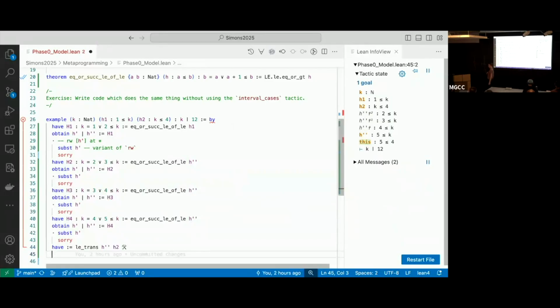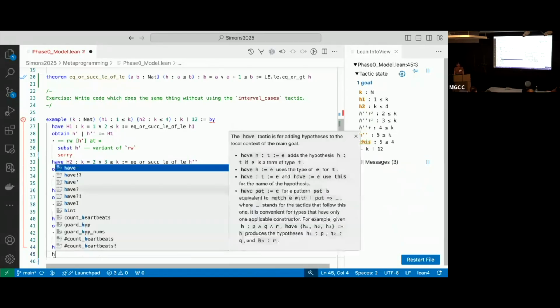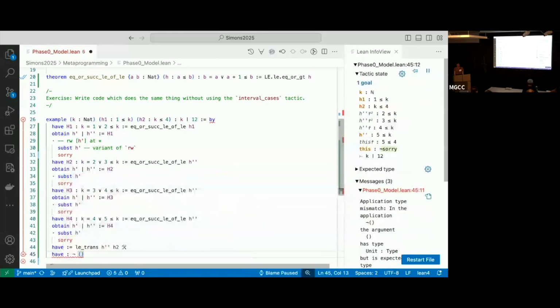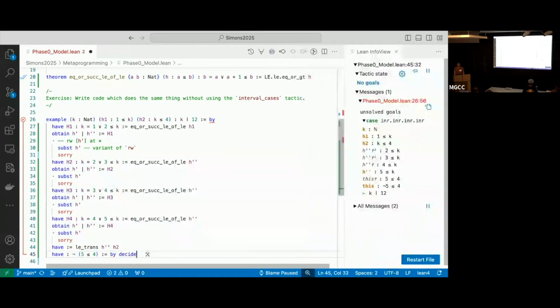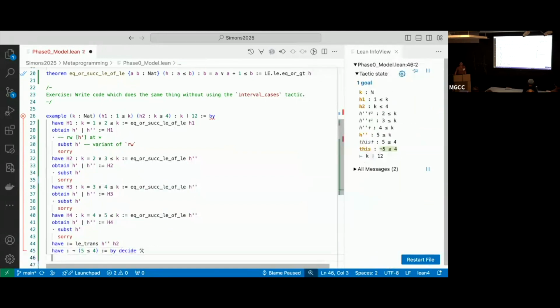Okay. Lean, on the other hand, is pretty good at dumb numeric things, so I can just directly state it's not true that 5 is less than or equal to 4. And there's various automation. We saw norm num last week. Decide has a somewhat overlapping scope. At this point, I've got my contradiction, not quite the same as the contradiction that Colby was identifying, but comparable. And I can really just say, hey, Lean, I proved two contradictory facts. You know, this case is not possible.